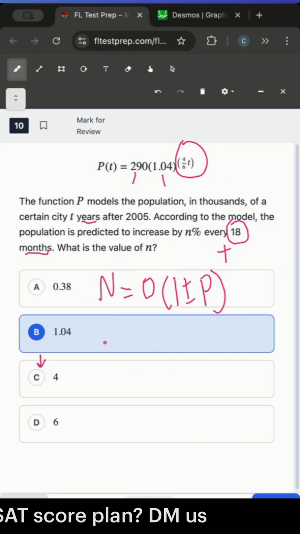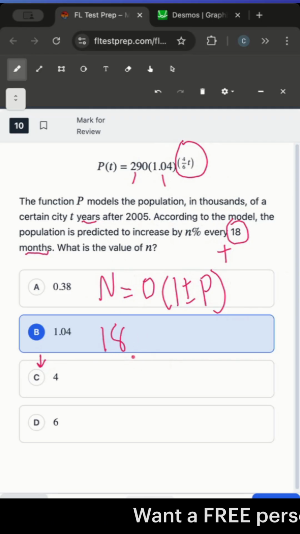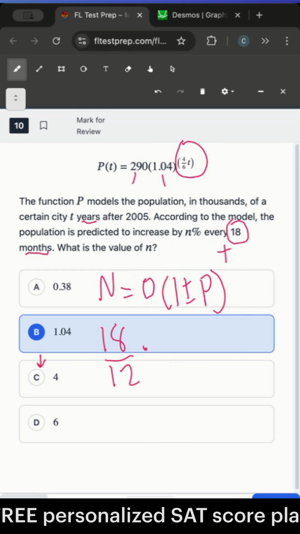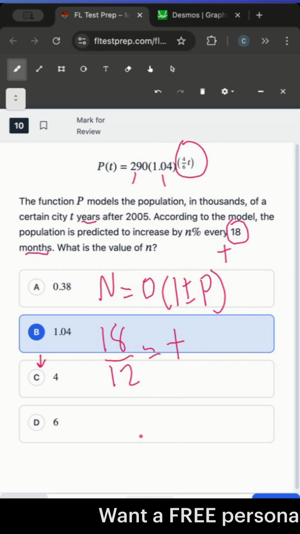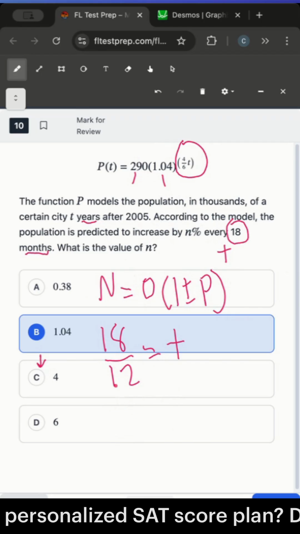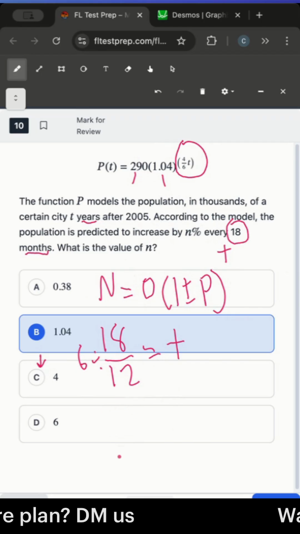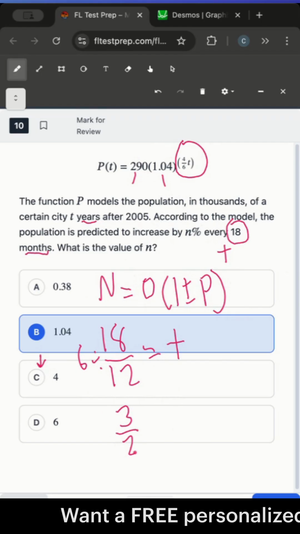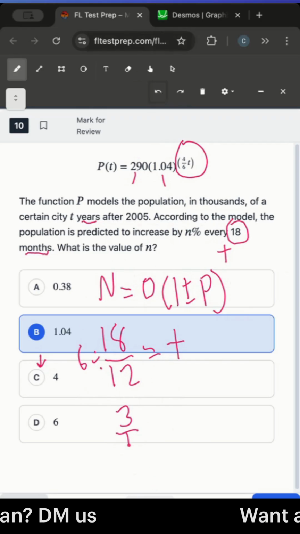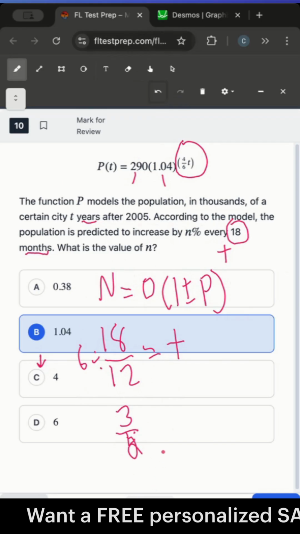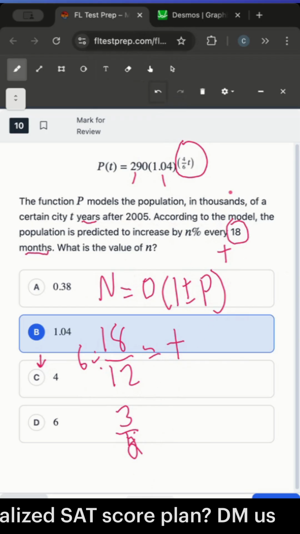It's going to be 12, right? So if I have 18 months and I divide it by the amount of months in the year, I'm going to get the amount of years, or t in this case. So 18 over 12 can just become, I can divide it by 6 and get 3 over 2. Or excuse me, 3 over 4. No, 3 over 2. I'm a genius. I'm right. And so I can plug that in for t.